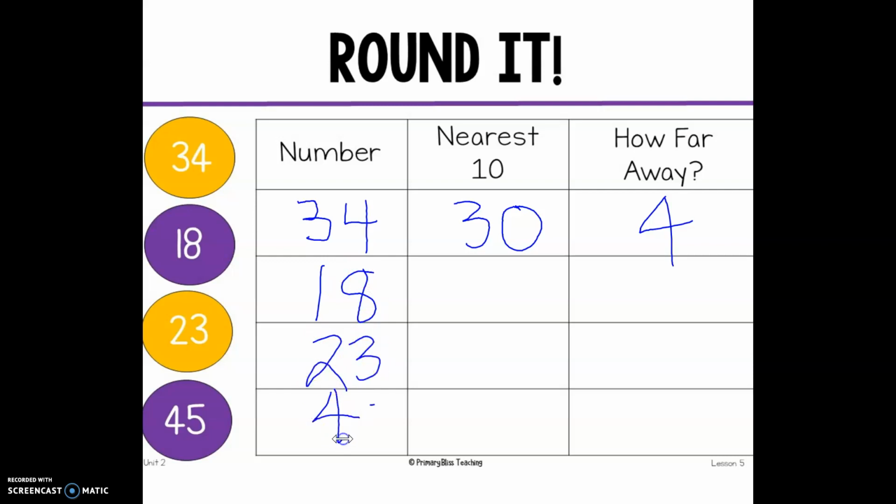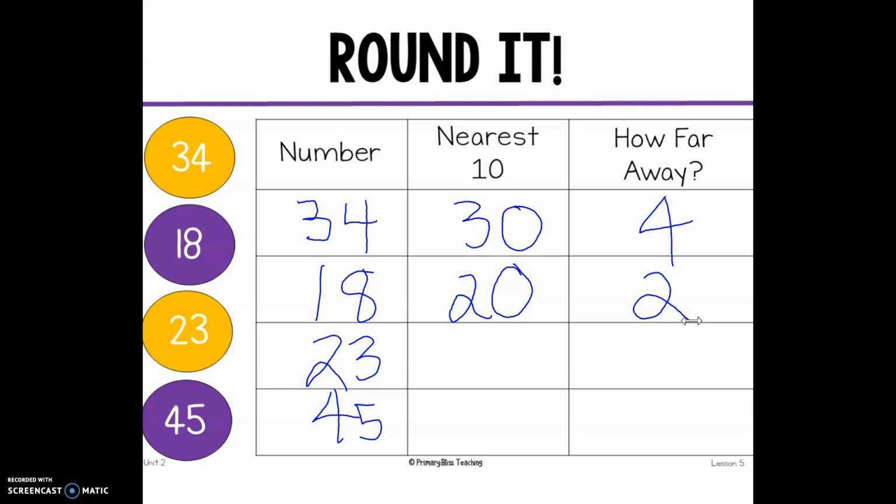And I've got 18, 23, and 45. We're going to do the same thing. Round 18 to the nearest 10. 18 is between 10 and 20. It is closer to 20, so rounding 18 to the nearest 10 would be 20. And how far away is 18 from 20? It is 2 away.